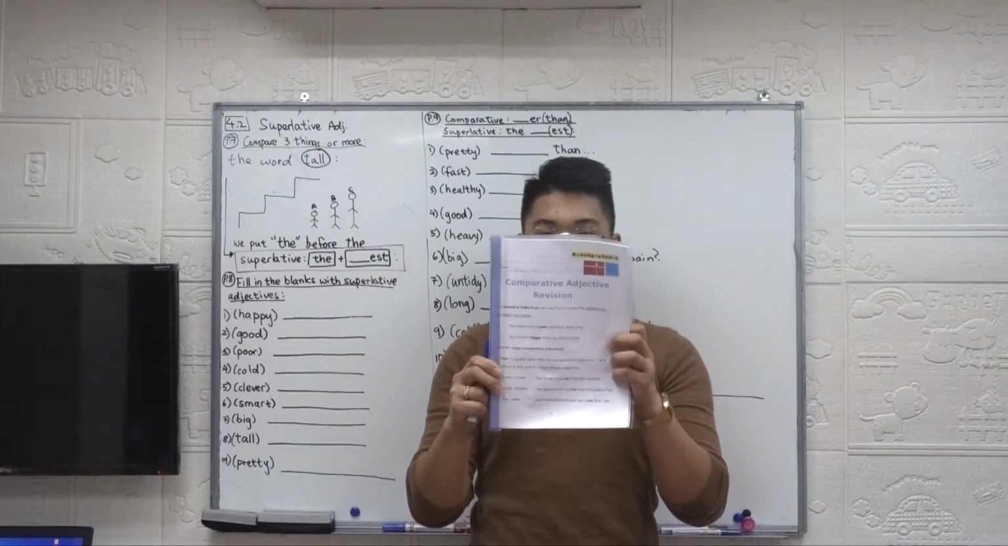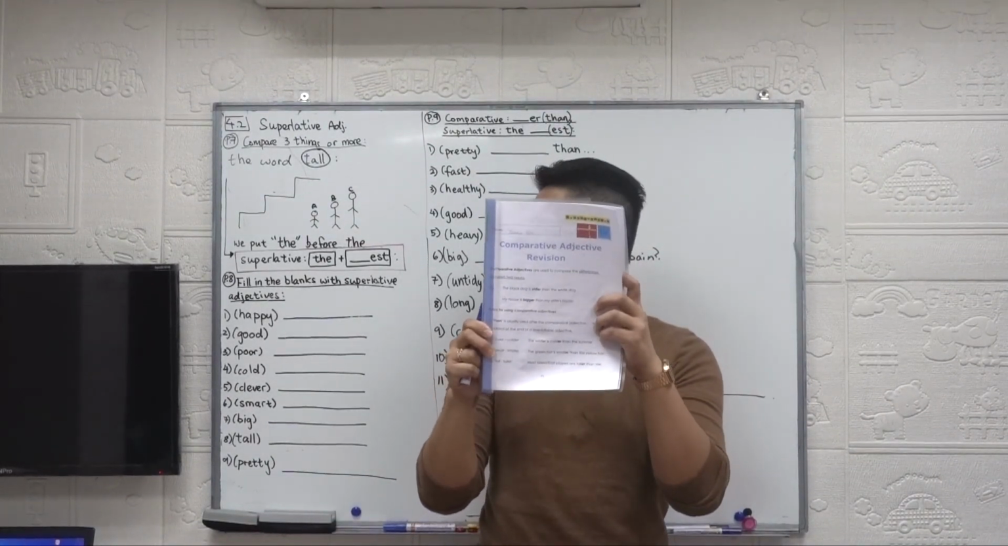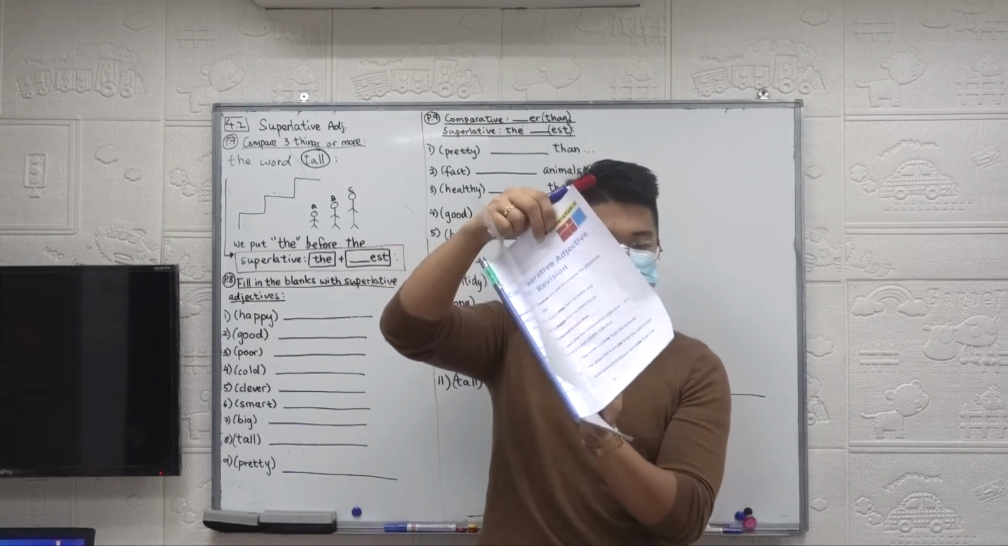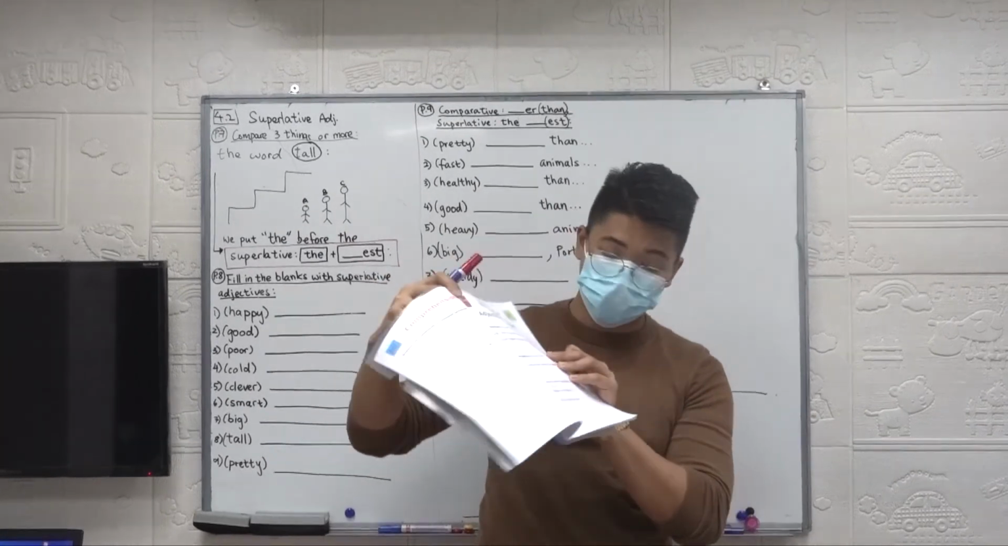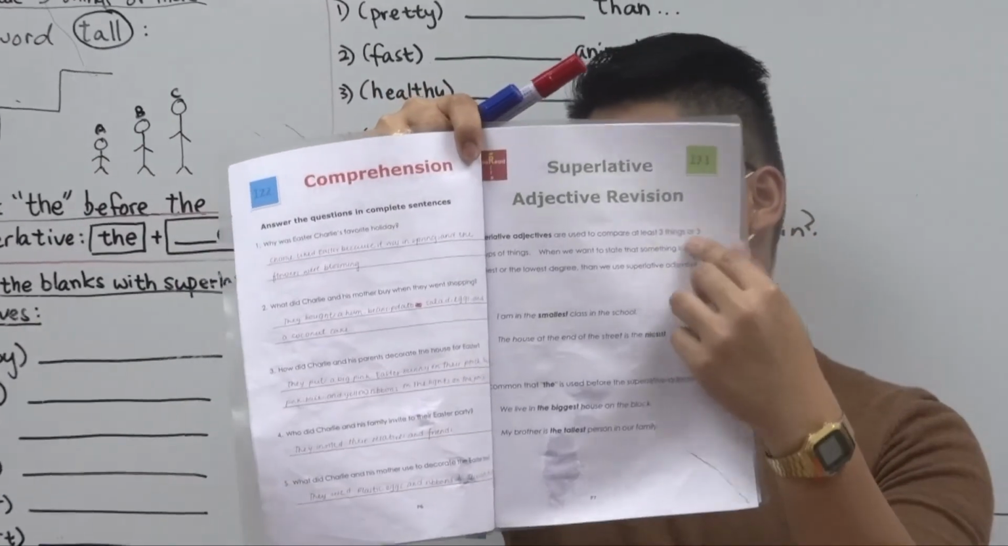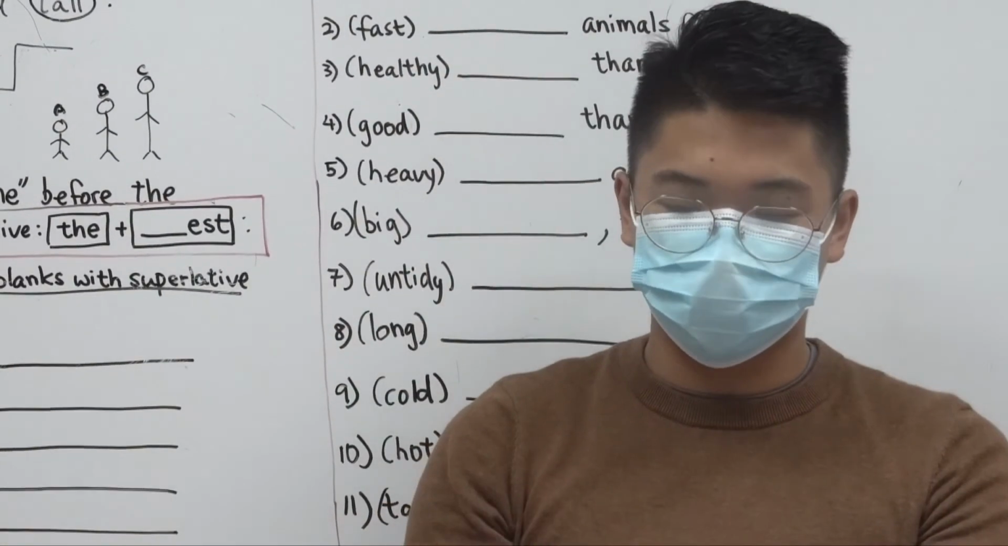Alright, hello everybody. Today we have our GRW class, and for today we're going to do 4.2, so that is page 6, or page 7, alright? So it's I-23, okay? I-23. This is the superlative adjective revision.